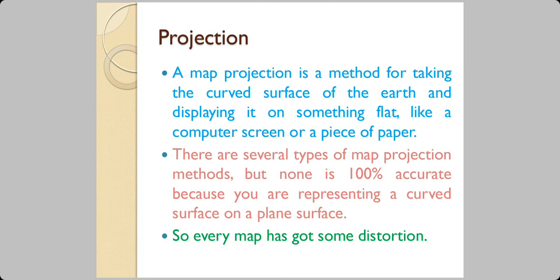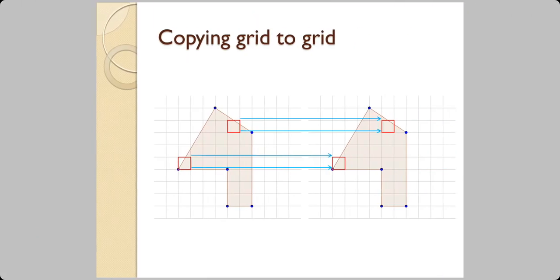There are several types of map projection methods which we are going to learn in your 11th standard in the later chapters, but none of them is 100% accurate because you are representing a curved surface on a plane surface, and it's not possible. When you're talking about three-dimensional things, it's not possible. So every map has got some distortion.